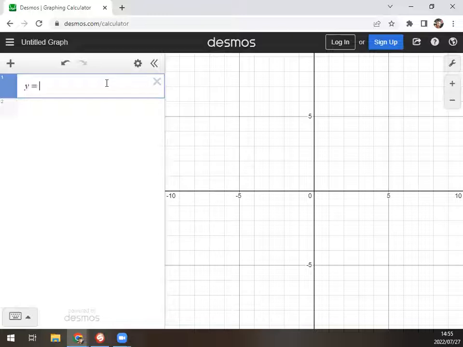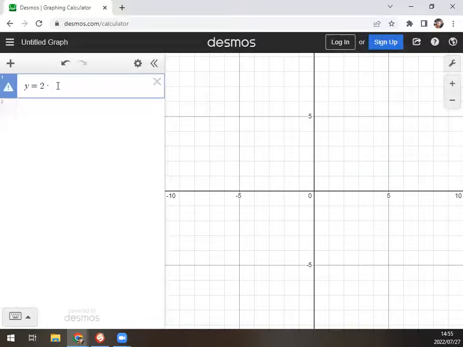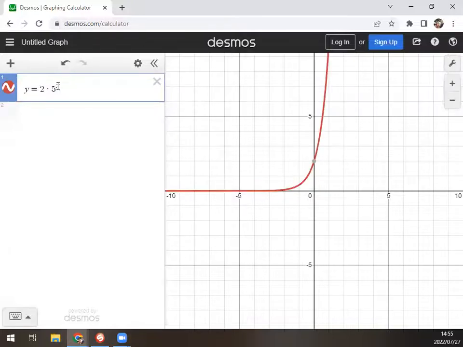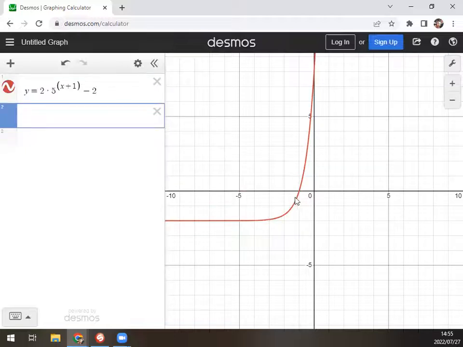Let's see. Y equals, what's that equation? 2 times. Now I wonder how do I put a times in here? Oh, thank you. 2 times. Okay, yes, thank you so much. 5 to the power of x plus 1. Oh no, wait. I must put a bracket, I think. X plus 1, okay, and then minus 2. Okay, so now, oh dear, what's happening here? Oh, I see.